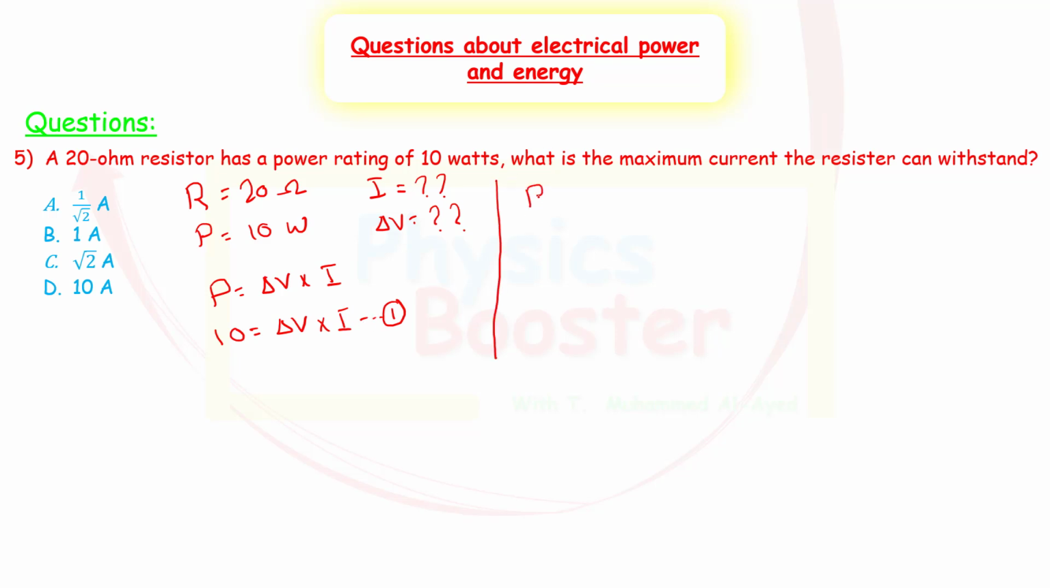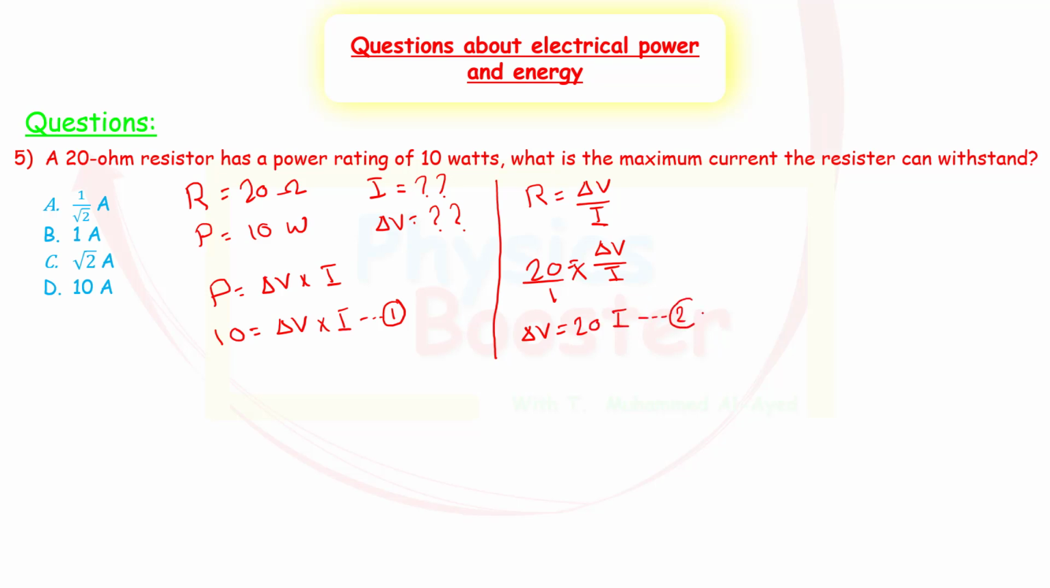We know that R is equal to delta V divided by I, and I know that R is equal to 20, so 20 is equal to delta V divided by I, and I still do not know I. I can do a cross multiplication, and I can say that delta V in this case is equal to 20I. Now, let's call this equation number 2.